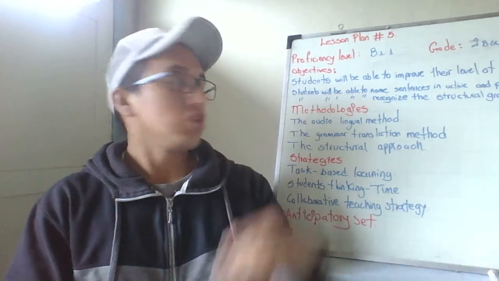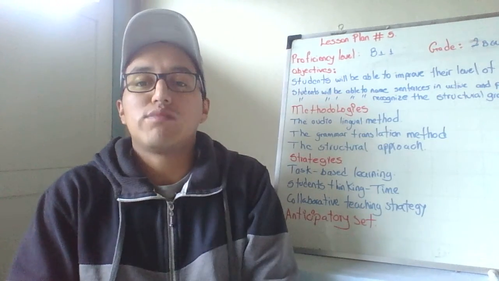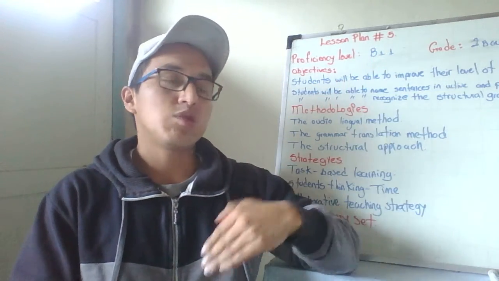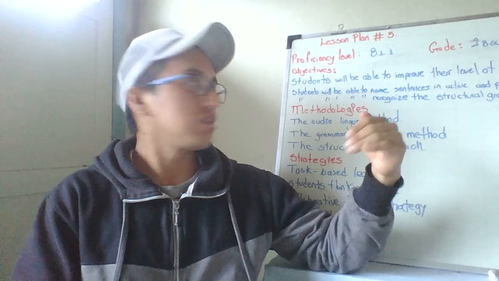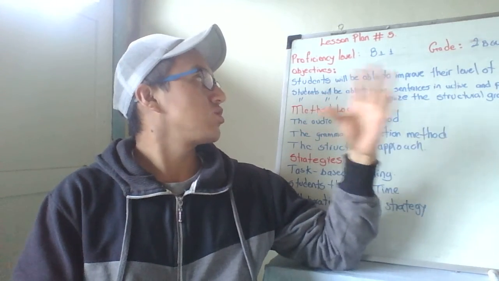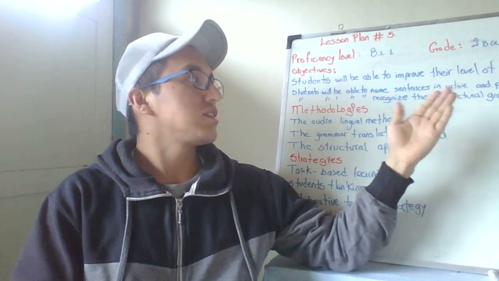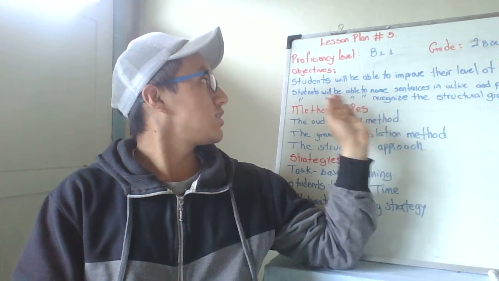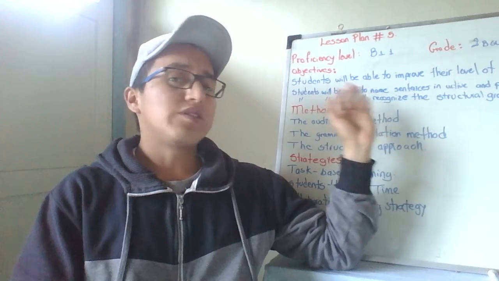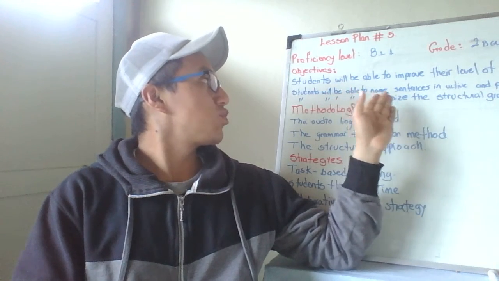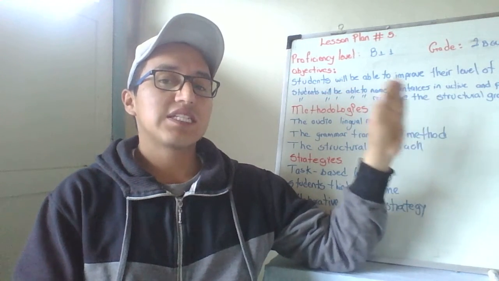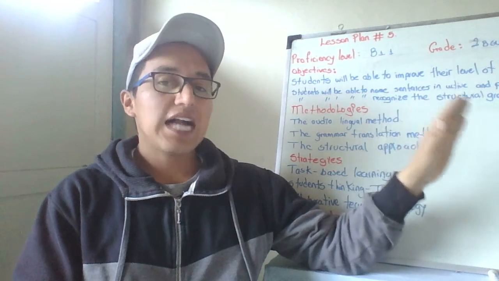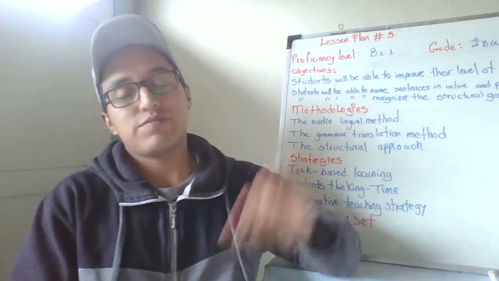For this lesson, we have four objectives. The first objective is that students be able to improve their level of English. Second is that the students be able to name sentences in active voice and passive voice. And another objective is that the students be able to recognize the grammar structure among active and passive voice.